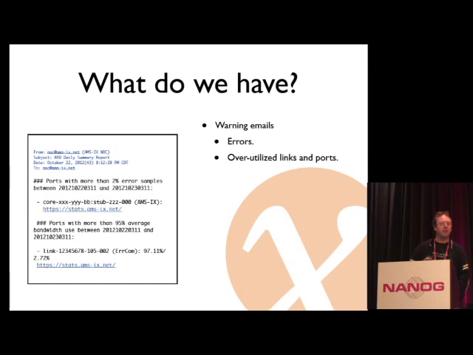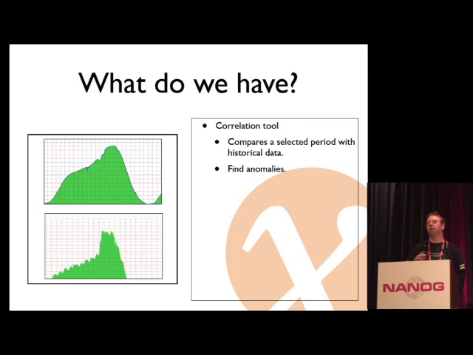So we also have for ourselves a sort of correlation tool which takes the historical data, basically the data from the day before, and compares it with a certain time period you select. With that, we can try to find some anomalies. If you look at the traffic graph from yesterday, there is a weird uptake in the traffic. With this tool, we can find, and you have to believe me, the graph below is from a customer port that suddenly sent much more traffic to our platform.